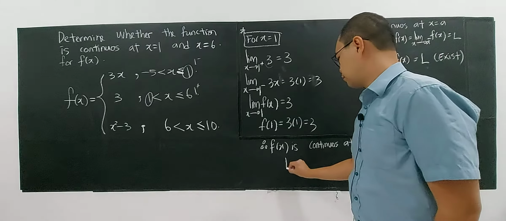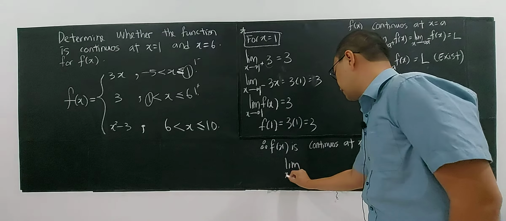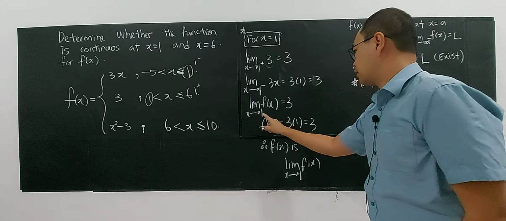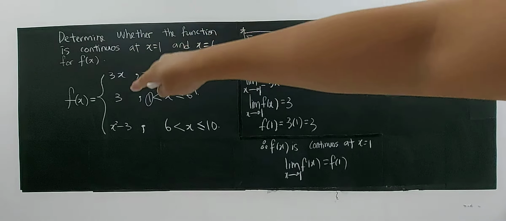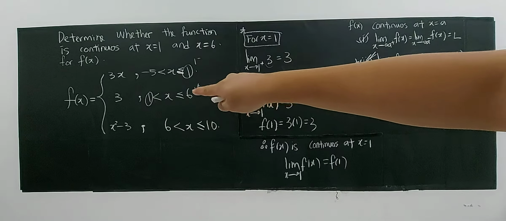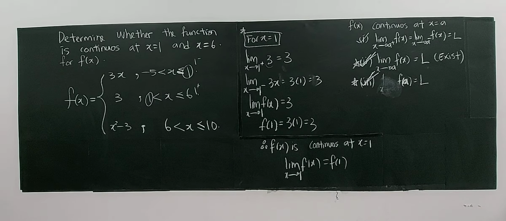What's the reason? The reason is these two must be the same. The limit as x approaches 1 is 3, and f(1) is also 3, so the limit equals f(1). So this is the reason. It means that at 1, these 2 graphs are connected. Okay, it's connected. So how about these 2? Alright, these 2 graphs here. So we have to check the point at 6.